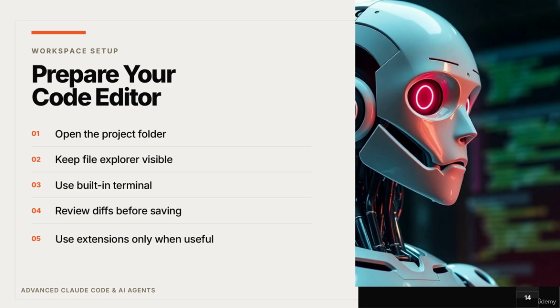Fourth, make a habit to review diffs before saving any changes. This way, you catch mistakes early and maintain code quality. Finally, use extensions sparingly and only when they truly add value to your workflow. Overloading your editor can slow things down, so be selective. These simple steps will create a workspace that's both efficient and tailored to your coding style.